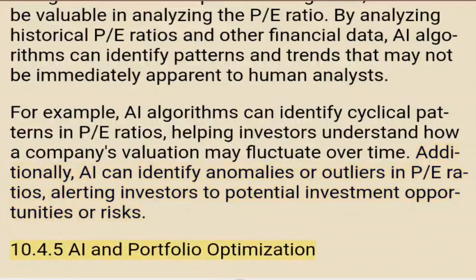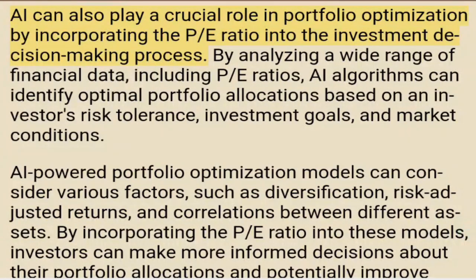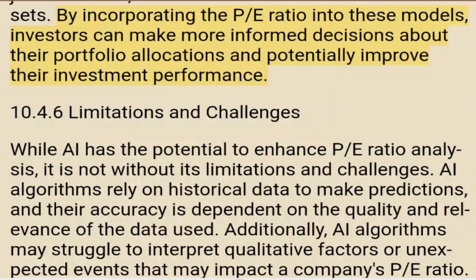10.4.5 AI and portfolio optimization. AI can also play a crucial role in portfolio optimization by incorporating the P/E ratio into the investment decision-making process. By analyzing a wide range of financial data, including P/E ratios, AI algorithms can identify optimal portfolio allocations based on an investor's risk tolerance, investment goals, and market conditions. AI-powered portfolio optimization models can consider various factors, such as diversification, risk-adjusted returns, and correlations between different assets. By incorporating the P/E ratio into these models, investors can make more informed decisions about their portfolio allocations and potentially improve their investment performance.